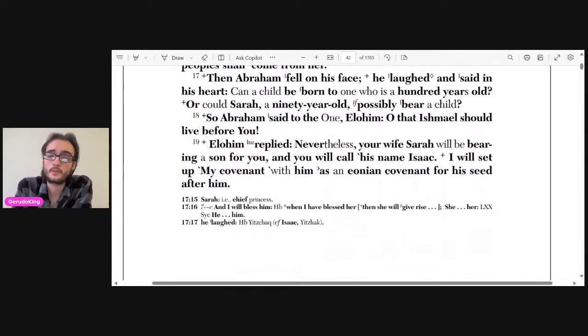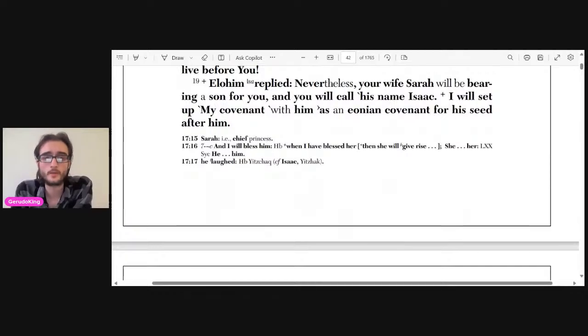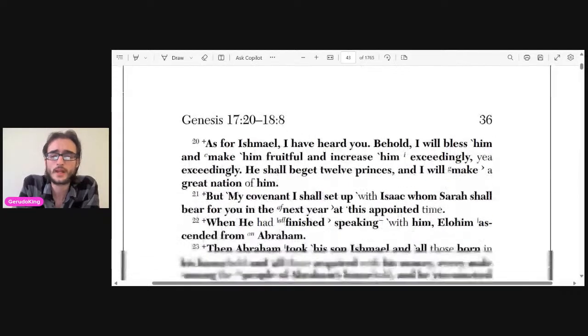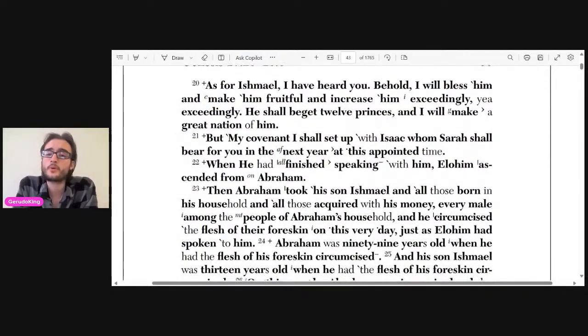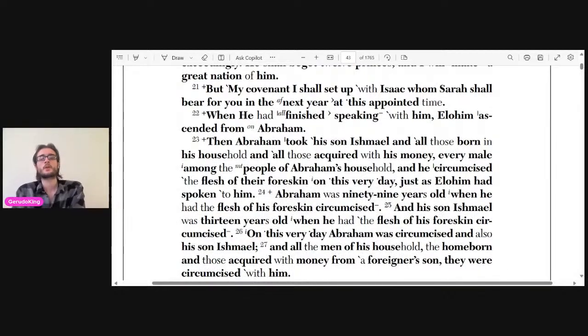Elohim replied, Nevertheless, your wife Sarah will be bearing a son for you, and you will call his name Isaac. I will set up my covenant with him as an Aeonian covenant for his seed after him. As for Ishmael, I have heard you. Behold, I will bless him and make him fruitful and increase him exceedingly. He shall beget 12 princes, and I will make a great nation of him. But my covenant I shall set up with Isaac, whom Sarah shall bear for you in the next year at this appointed time. When he had finished speaking with him, Elohim ascended from Abraham.